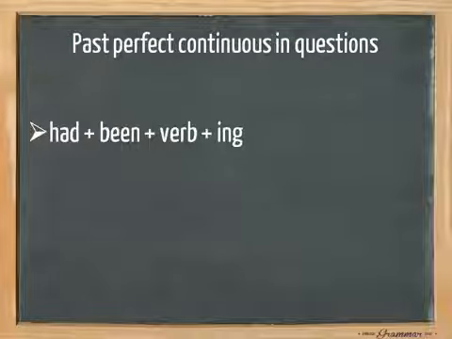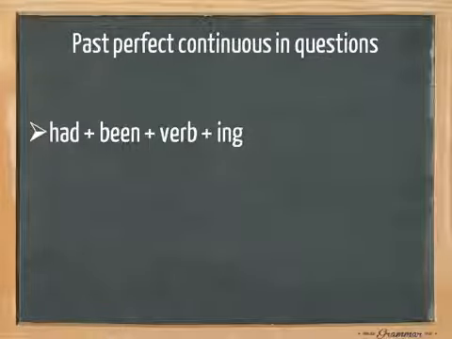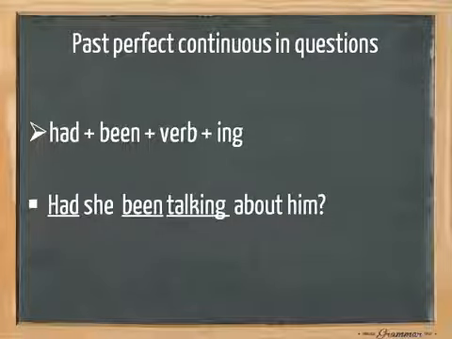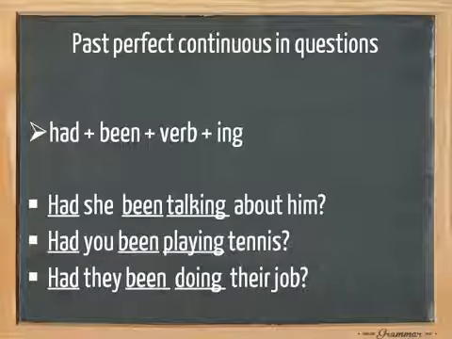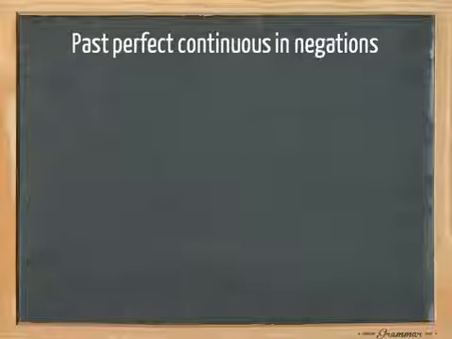Let's have a look at the past perfect continuous in questions. Again, we use had, we use been, the base form of the verb, and ing. For example, had she been talking about him? Had you been playing tennis? And had they been doing their job?